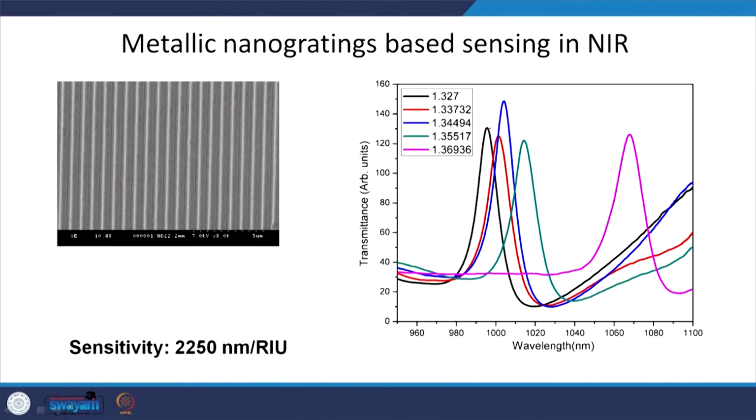So, here is an SEM picture of a metallic grating, and if you change the refractive index of the medium on top of this grating, you can have different transmitted intensities. And you can see that when you increase the refractive index of the analyte from the black to the pink curve, it shows a red shift. So, you get a sensitivity of about 2250 nanometer per RIU. So, you can use metallic gratings also or metallic nano hole arrays for sensing applications. This also supports surface plasmons, and it is called a new phenomenon, which is extraordinary transmission.